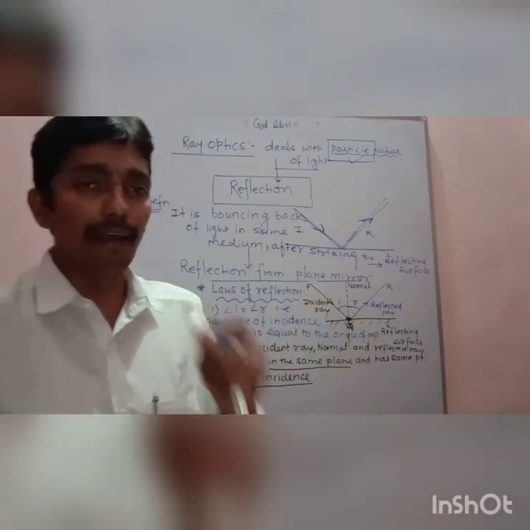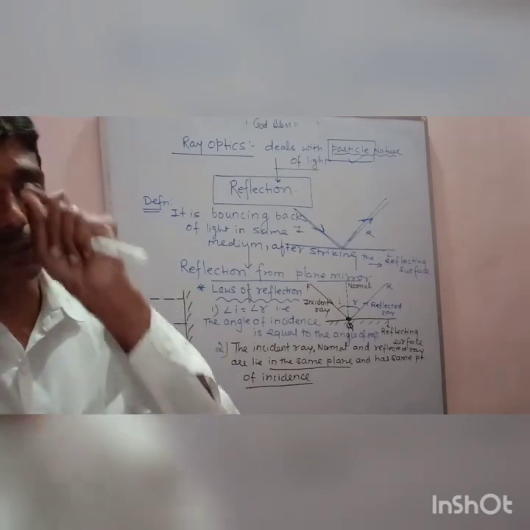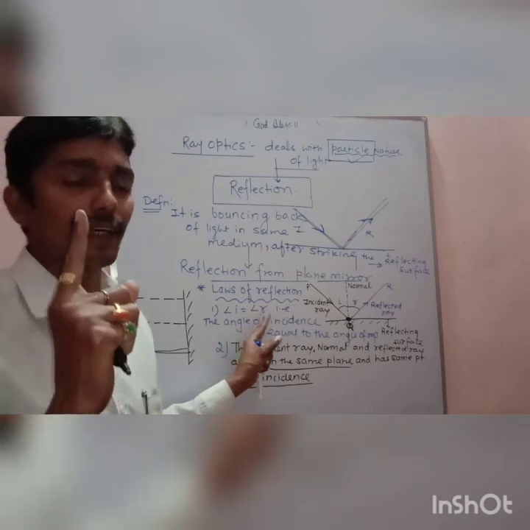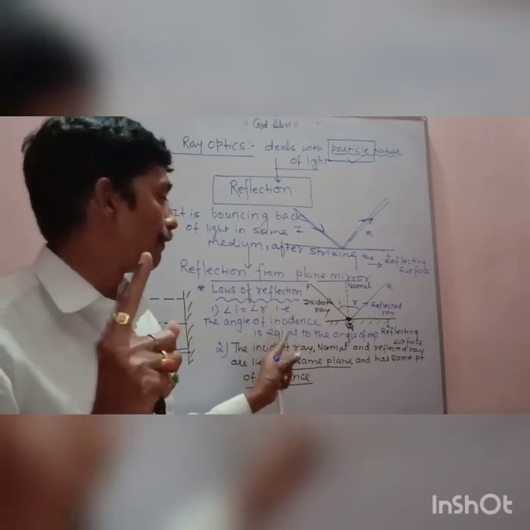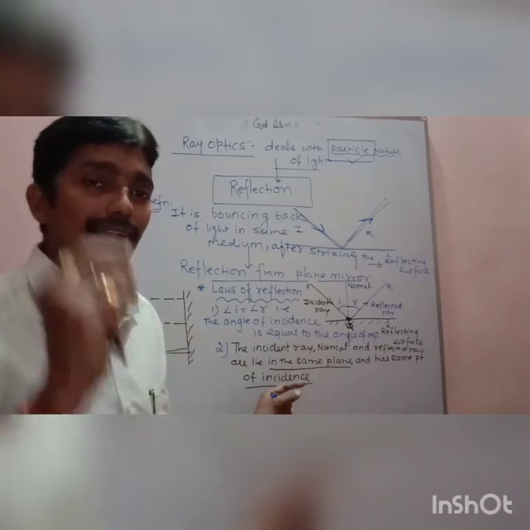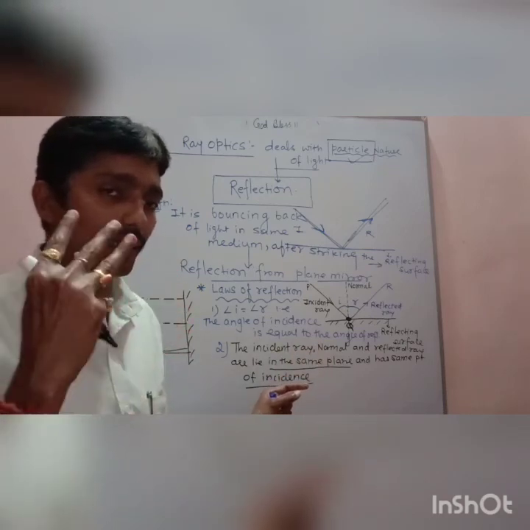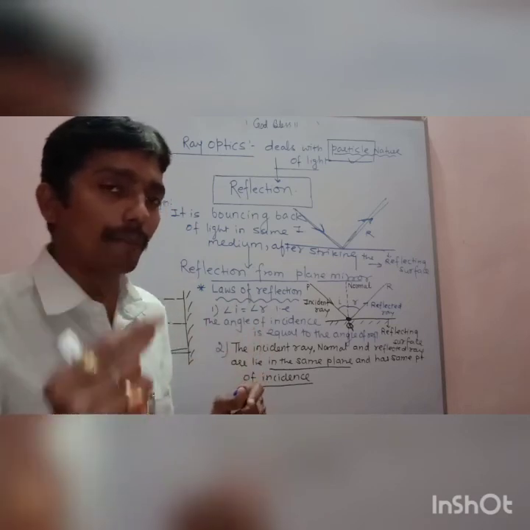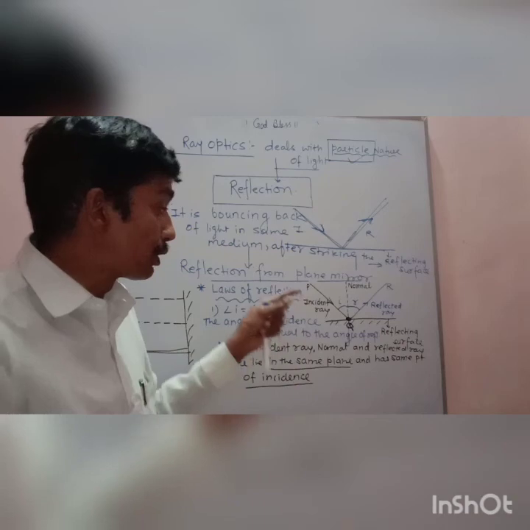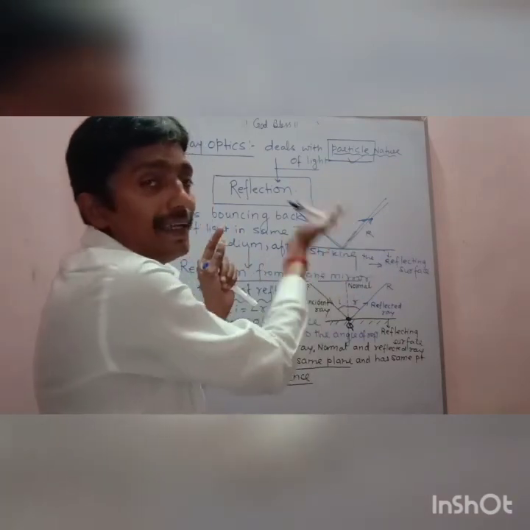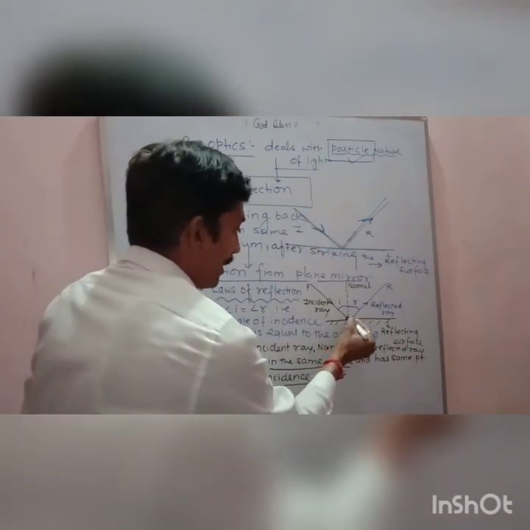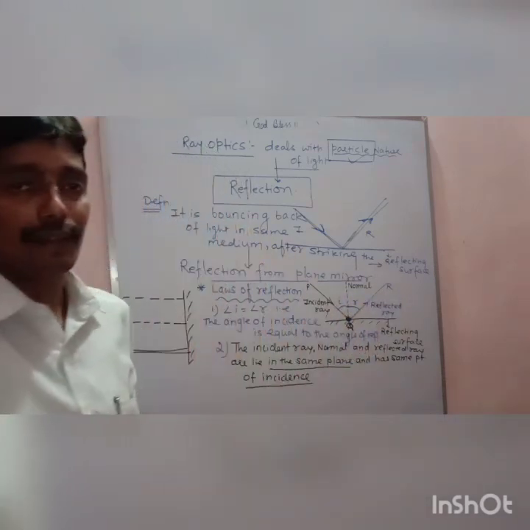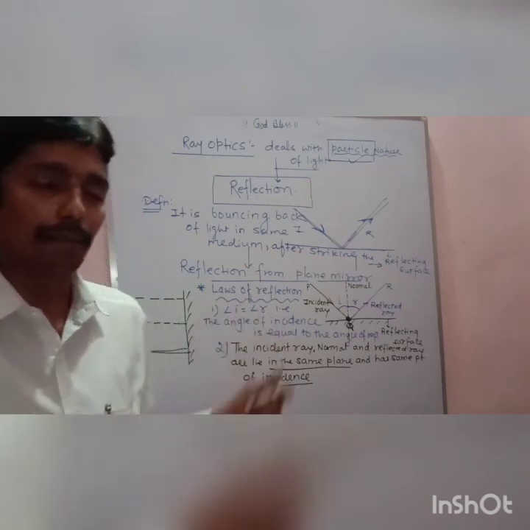And therefore, once again, you should know that angle I is equal to angle R. That is the first point under the laws: the angle of incidence is equal to the angle of reflection. And the second law: the three rays you are talking about in the topic of reflection, that is the incident ray, normal ray and reflected ray, should lie in the same plane and should have the same point of incidence. All these three rays have the same point of incidence. So if anybody wishes to write this, please write it down.